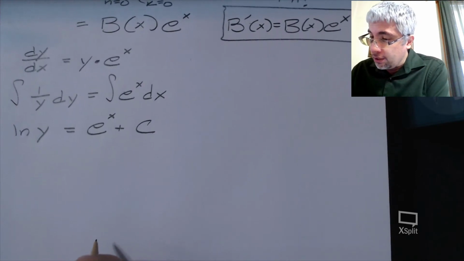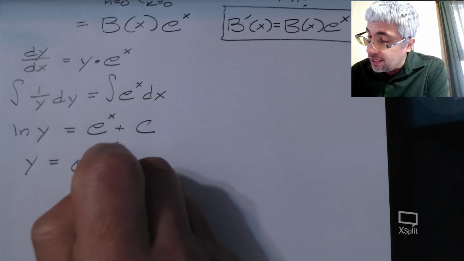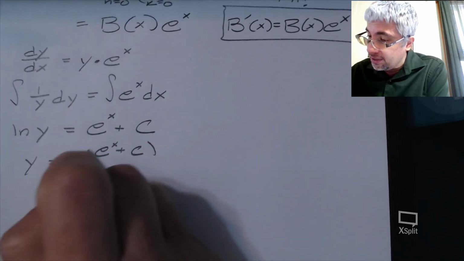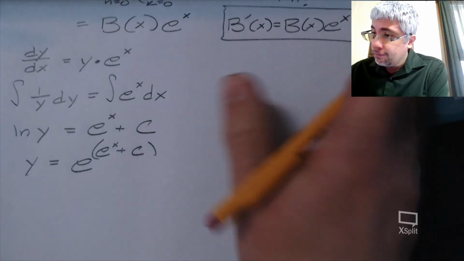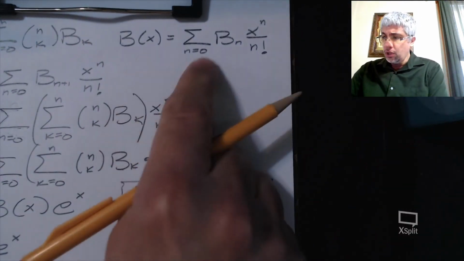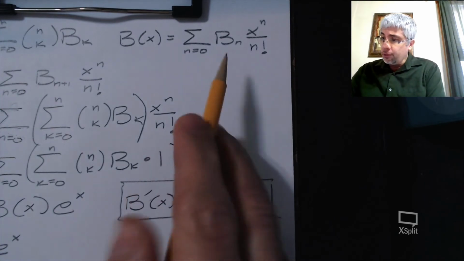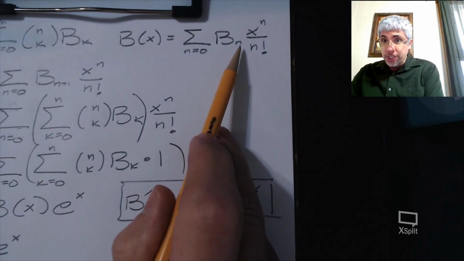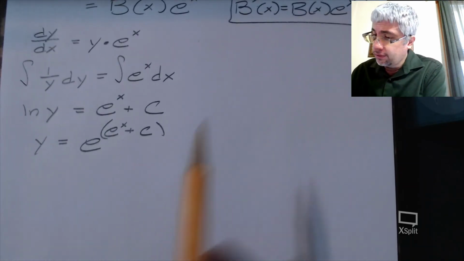So what does that tell me? Well, this tells me y is going to be e to the (e to the x plus c). Okay, so what am I going to need? Well, let's go back all the way to this. What happens if I plug in 0 for x? What should I get? If I plug in 0 for x, I'm going to get b sub 0, which is 1. So I need to get 1 out when I plug in 0 for x.